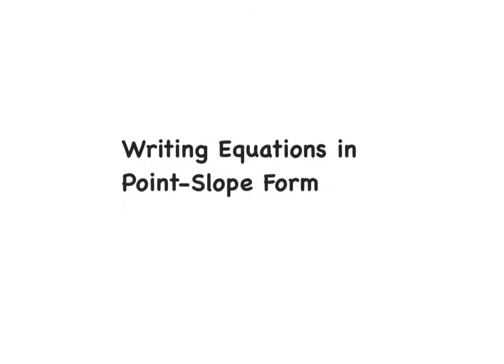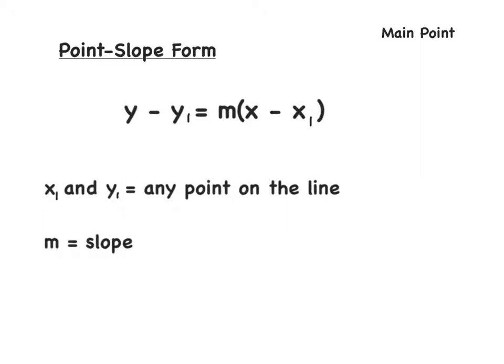Today we're going to be learning about writing equations in point-slope form. This is basically just another way to write a linear equation. We've already done the standard form, we've already done the slope-intercept form, now we're going to be learning about the point-slope form. For the point-slope form, this is the main formula that you're going to have to know.